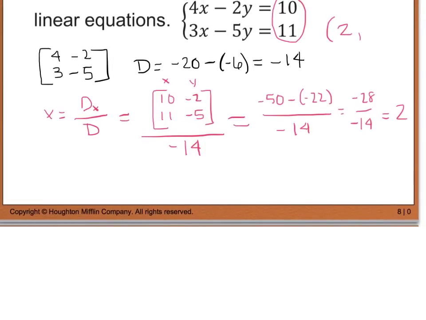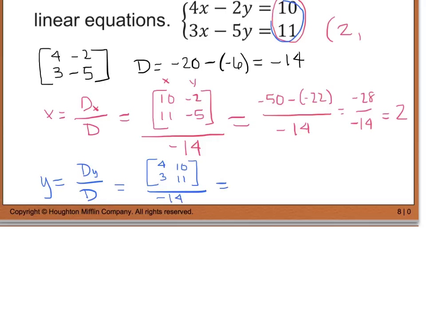So let's go ahead and do that. Now for y, I'm going to take the determinant of my y matrix and divide it by the determinant of the coefficient matrix. To find that y matrix, I'm going to leave my x values in there from the original coefficient matrix, so I have 4 and 3, and I'm going to replace the y values this time with my constants of 10 and 11. I'm still dividing by the determinant of the coefficient matrix, which was -14.